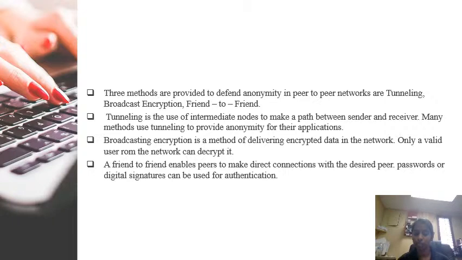The next one is broadcast encryption. It is the process of delivering encrypted data in the network. Once the data goes away from the sender, it will get encrypted so that whenever a query is made, whenever a file is transferred, the other peers in the network won't be able to decrypt the data. Only a valid user from the network will be able to decrypt it.